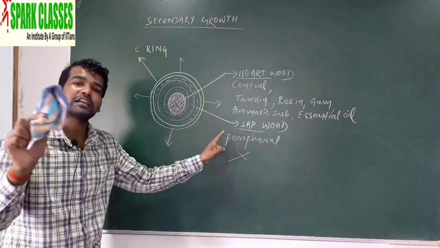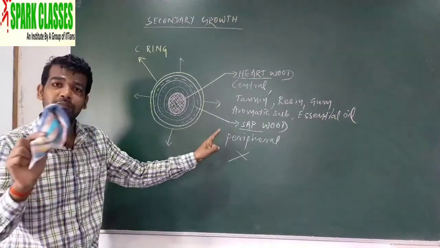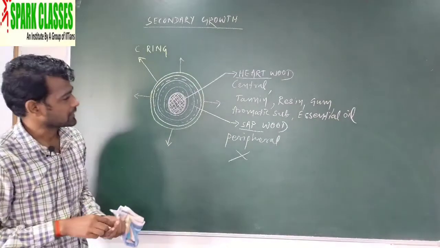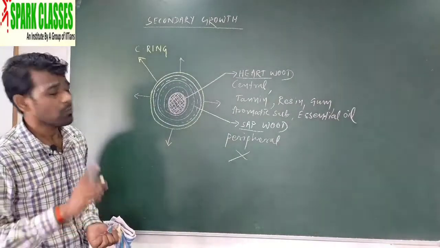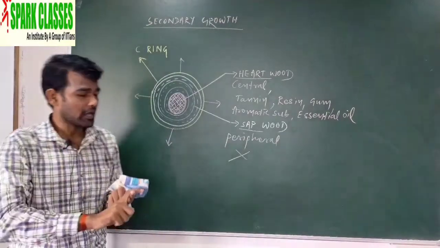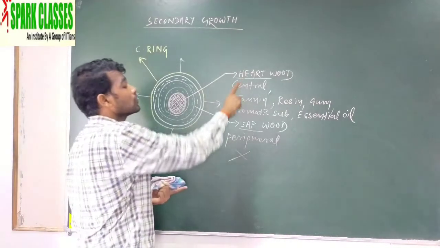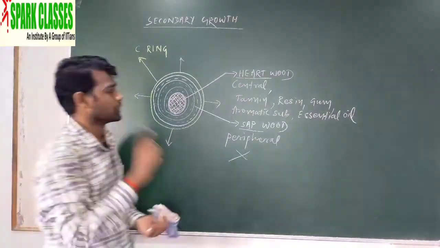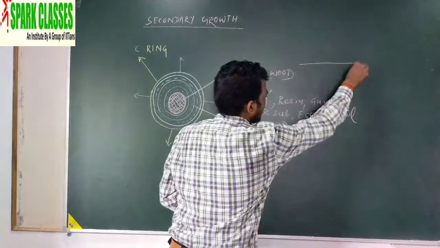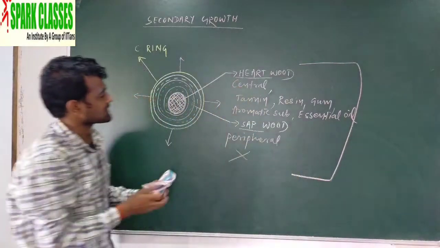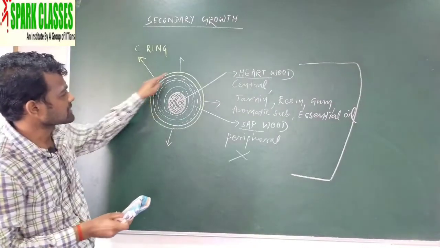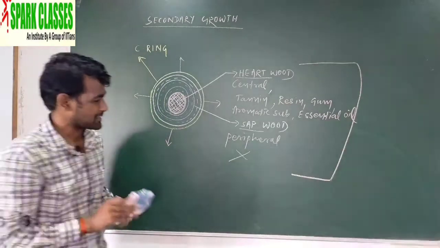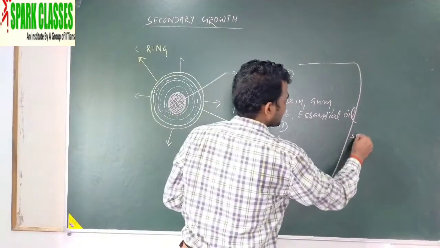And what are the parts of secondary xylem? We have already discussed: tracheids, vessels, xylem parenchyma and xylem fiber. Now the most important question frequently asked in NEET is the function of heartwood and the function of sapwood. Both are called secondary xylem. Both heartwood and sapwood are present inside the cambial ring. The yellow part is the ring, and inside the ring these are formed. So both are secondary xylem.